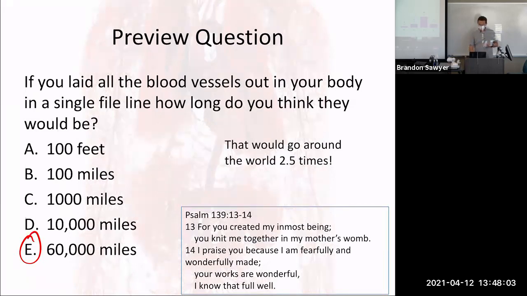I can't help but think of this verse here, which is one of the classic ones anatomy professors use, but I do still love it. For you created my inmost being, you knit me together in my mother's womb. I praise you because I'm fearfully and wonderfully made. Your works are wonderful. I know that full well. Yeah, so definitely remarkable. Just a little factoid about the human body for sure.